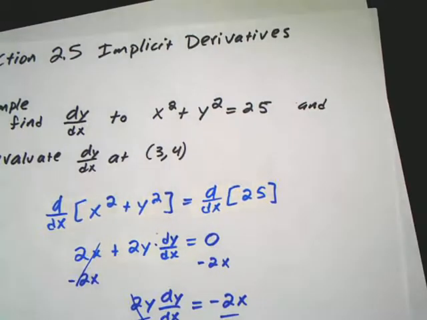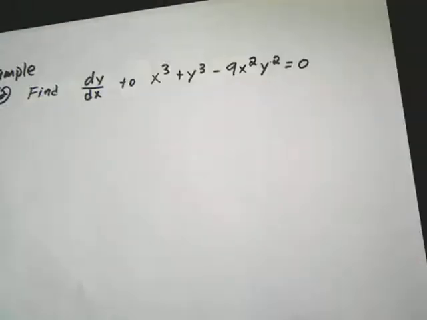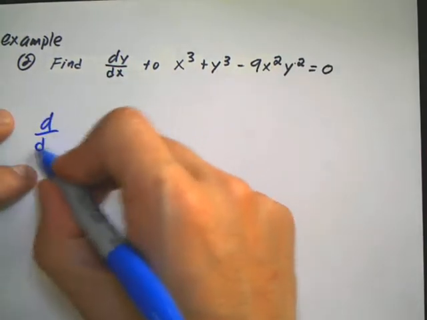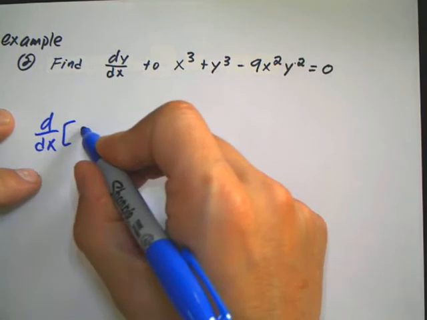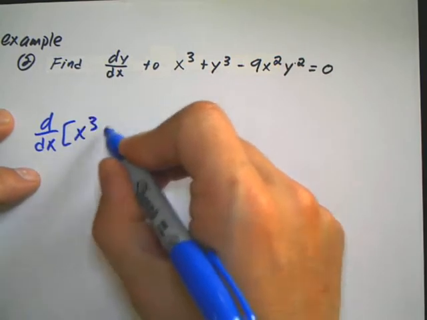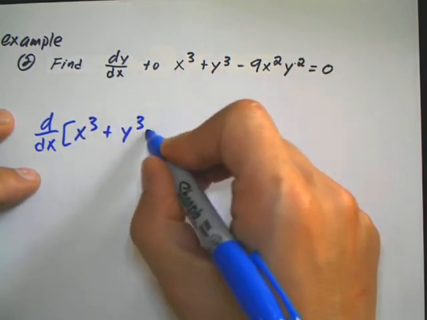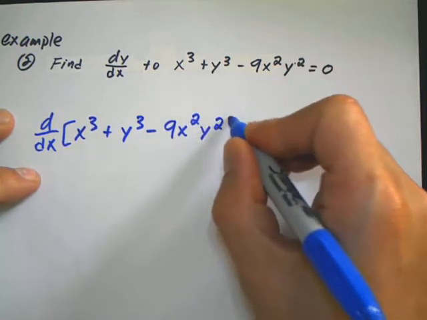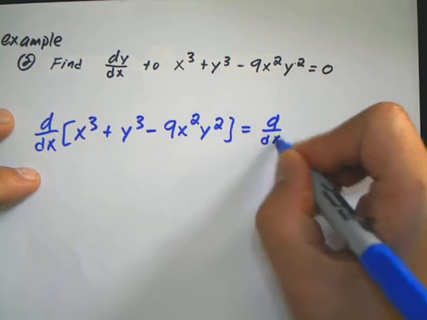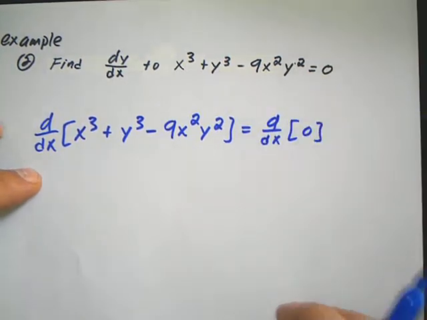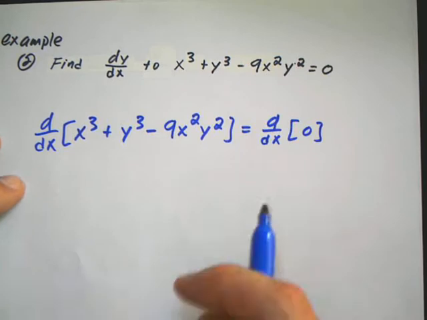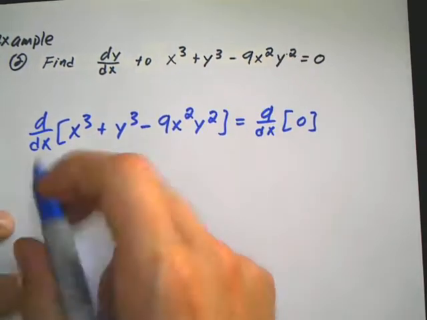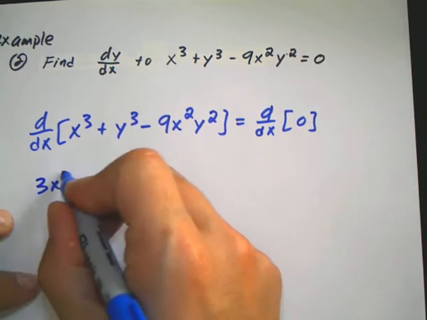Alright, going over now example 2. Again, step number 1 is I want to find the derivative with respect to x of both sides. So it's going to be the derivative of x to the third plus y to the third minus 9 x squared y squared, and the derivative over here on this side of 0 is going to remain 0, but I'll get to that when I get to it. So going slowly, the first derivative is just x to the third. It's just going to be 3x squared.